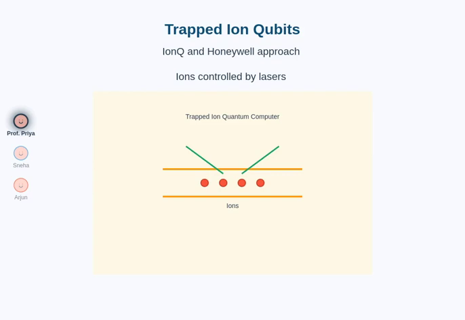The second major platform is trapped ions. Companies like IonQ and Honeywell use individual ions trapped by electromagnetic fields and manipulated with precisely controlled laser beams.